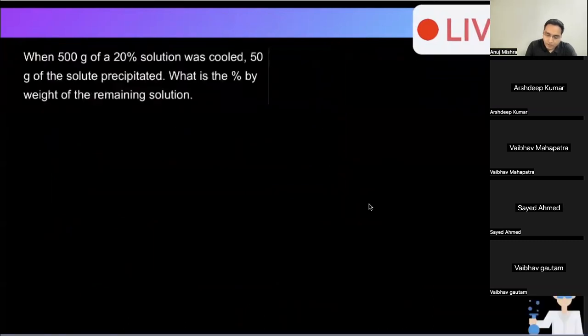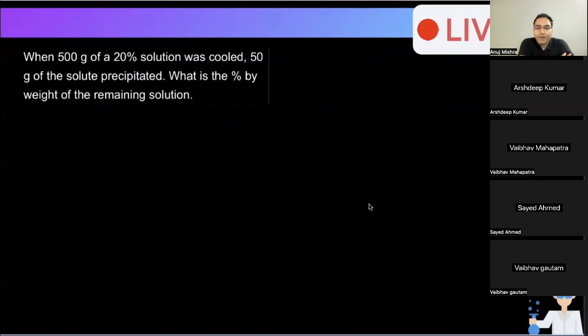Okay. So this is the question. 500 gram of a 20% solution was cooled. 50 gram of solute is precipitated. What is the percent by weight of the remaining solution? That's an entirely different question. It is not linked with this. It is an entirely different set of questions. So let's try this question, everyone.